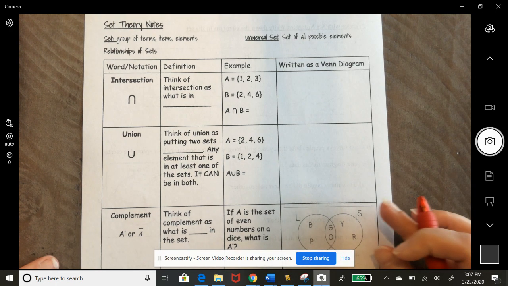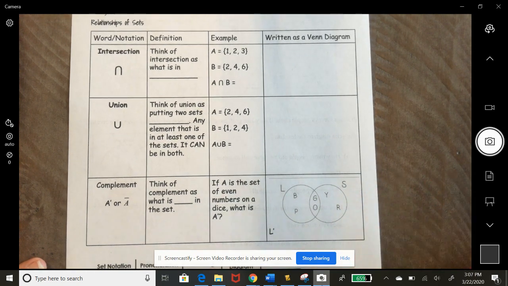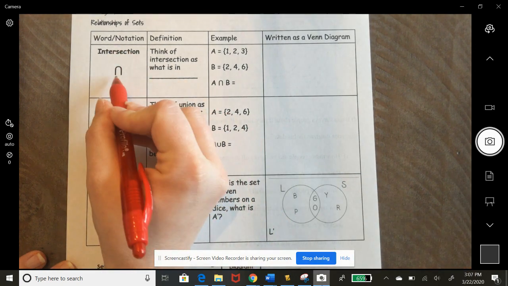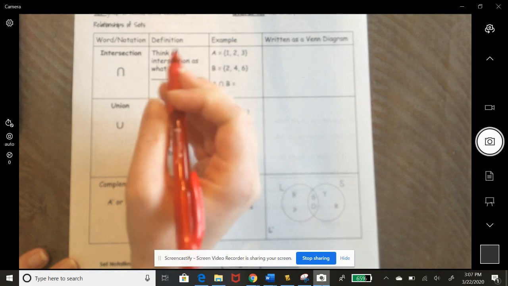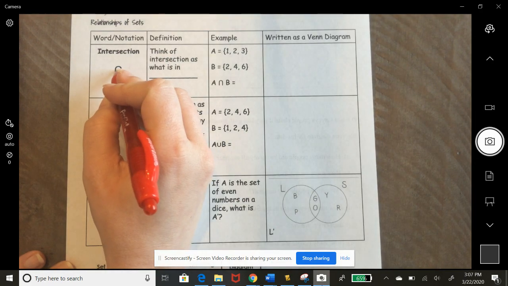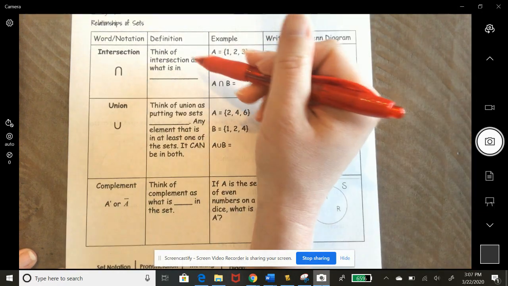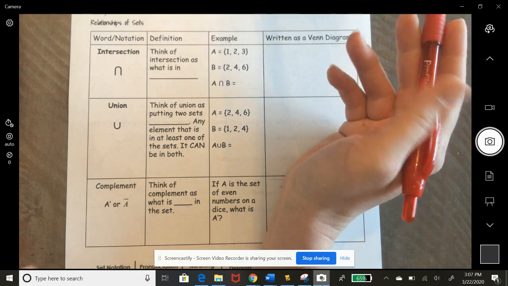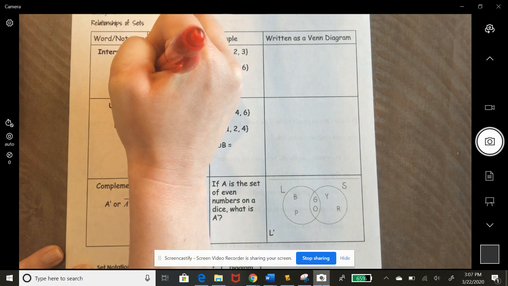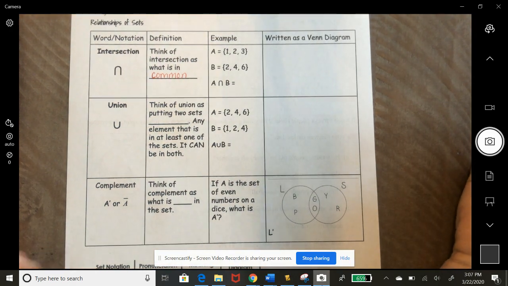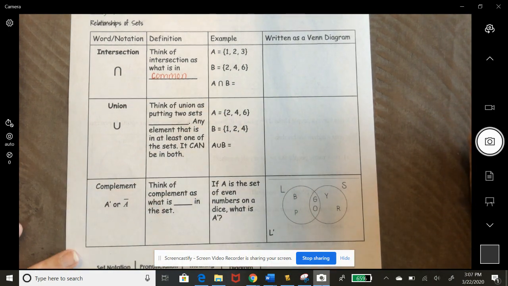Okay, so the 3 main things we're going to talk about are the relationships between sets. So the first one is called intersection, and the symbol that we use looks almost like an upside down U here, so you'll see the difference between those. It kind of looks like an A if you were to draw a line right through the middle, but that is our symbol for intersection. So our definition, we want to think of intersection as what is in common between the different sets. So what elements do they have in common? That's the intersection. So if you think about where they cross, that's going to be our intersection.